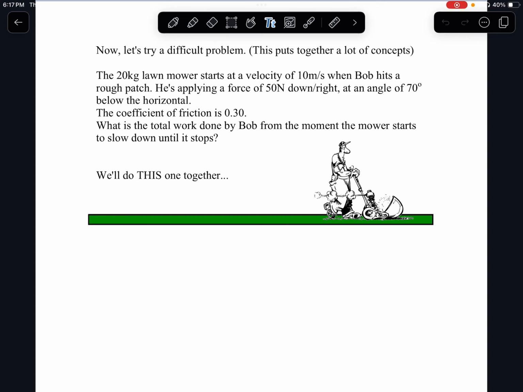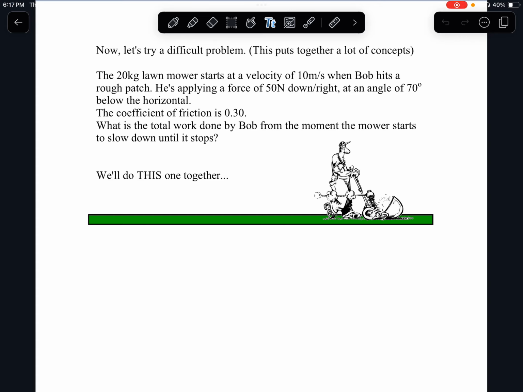Alright, so it says a 20 kilogram lawnmower starts at a velocity of 10 meters per second when Bob hits a rough patch. He's applying a force of 50 newtons down and to the right at an angle of 70 degrees below the horizontal. The coefficient of friction is 0.30. What is the total work done by Bob from the moment the mower starts to slow down until it stops?